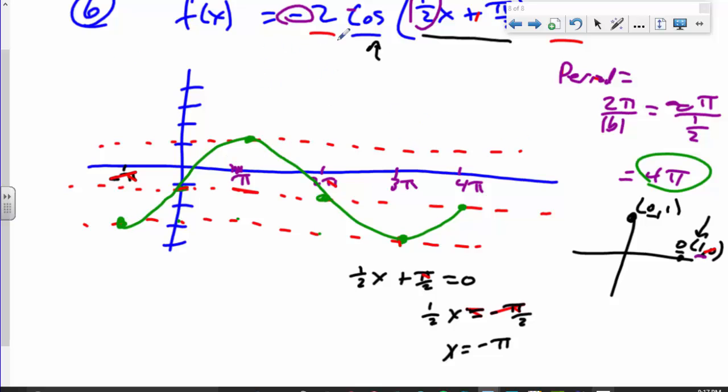Okay, so that was number 6. That's how you graph a cosine. The only thing is you're only looking at what? The x values instead. This is how we do cosine. Other than that, there's not much to it, and I wish you the best.